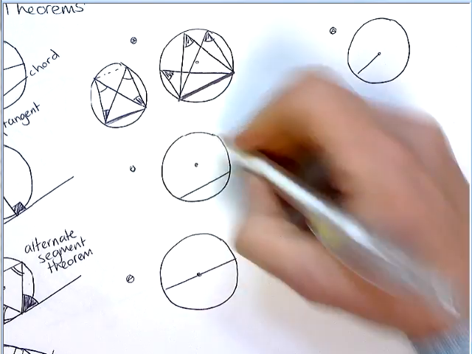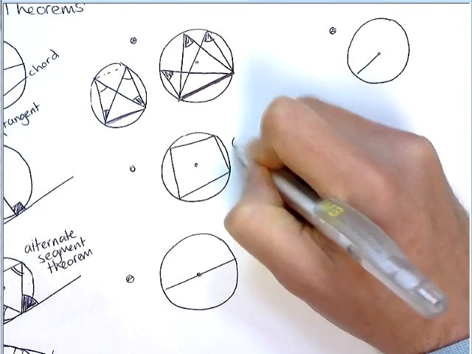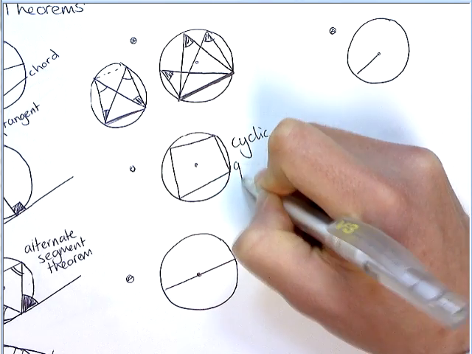This one, if you have a chord, but this time instead of making a triangle, you make a four-sided shape, a quadrilateral. We call it a cyclic quadrilateral.